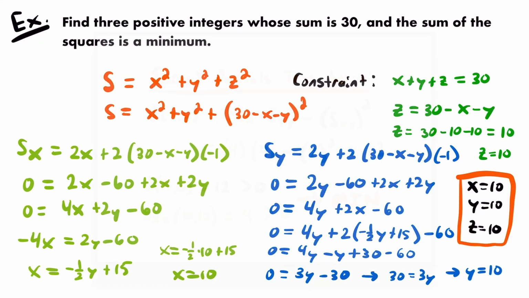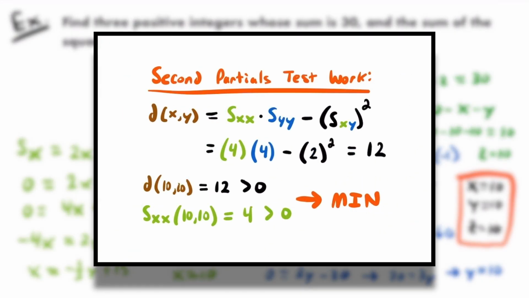And so here it is. If you use the second partials test, remember that you need to set up the formula for D. In this case, D of x, y would be equal to the second partial derivative with respect to x twice for S, multiplied by the second partial derivative with respect to y twice for S, and then you subtract the mixed second partial derivative squared. And in this case, if you went through the work of setting that up, Sxx is equal to 4, Syy is also equal to 4, Sxy is 2, so you have 4 times 4, which is 16, minus 2 squared, which is 4. 16 minus 4 is 12, and so that would be the value of D no matter what you plug into it.